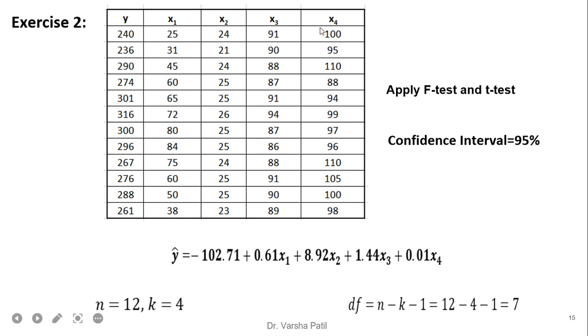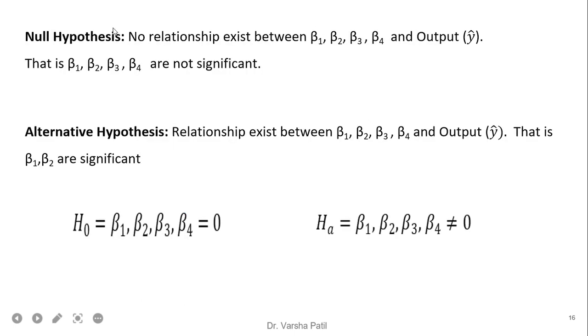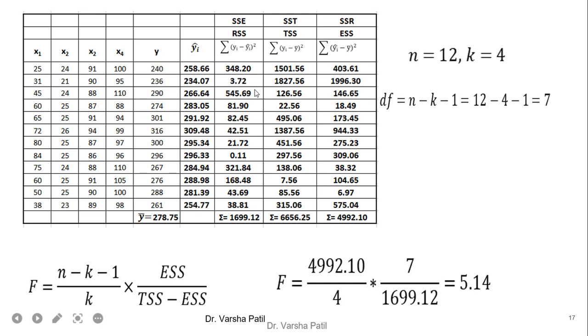Now first we apply the f-test. For the f-test we specify the null hypothesis and alternative hypothesis the same as in our previous problem. Then we do the calculation and find all the values related to this. Now RSS and ESS and Y cap. We are putting the values into the formula and we are getting the answer 5.14.